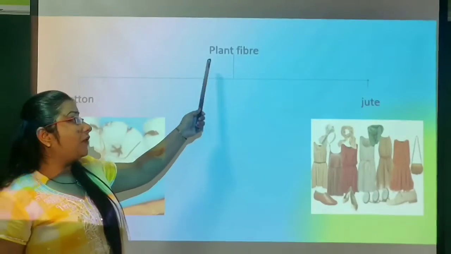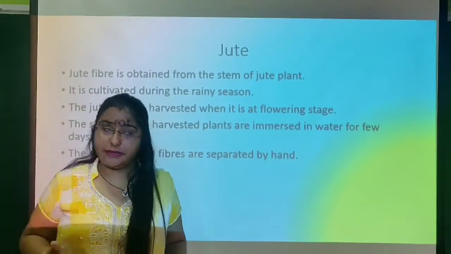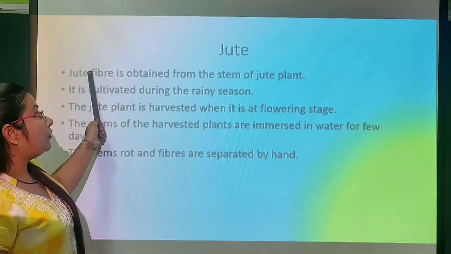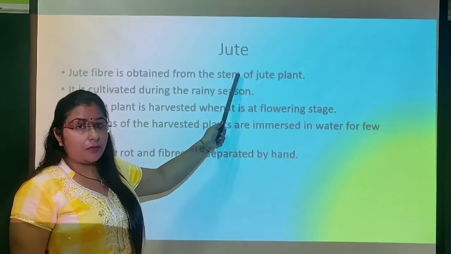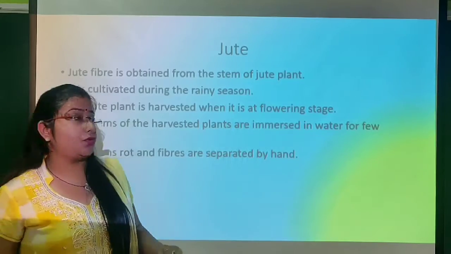Now, we will talk about the plant fiber, cotton and jute. About the cotton and jute, we will study in detail. So first we study about jute. Jute fiber is obtained from the stem of the jute plant. From where do we get the jute? We get it from the stem of the jute plant.